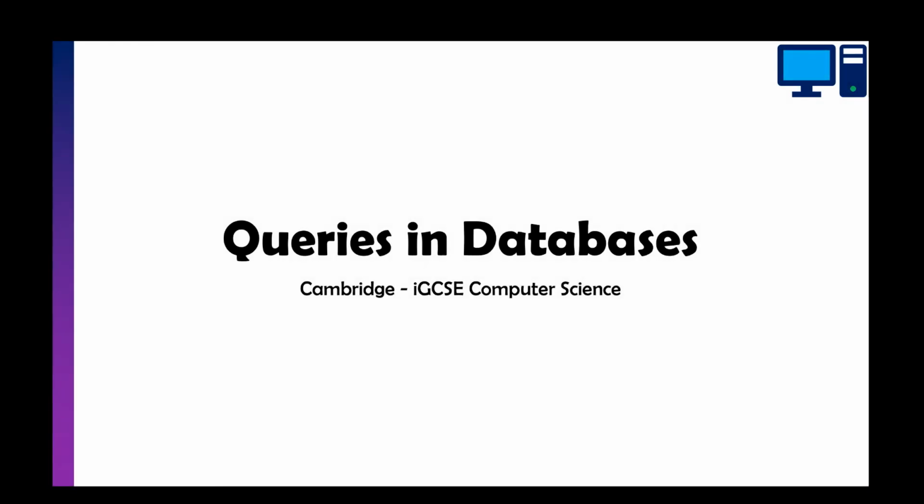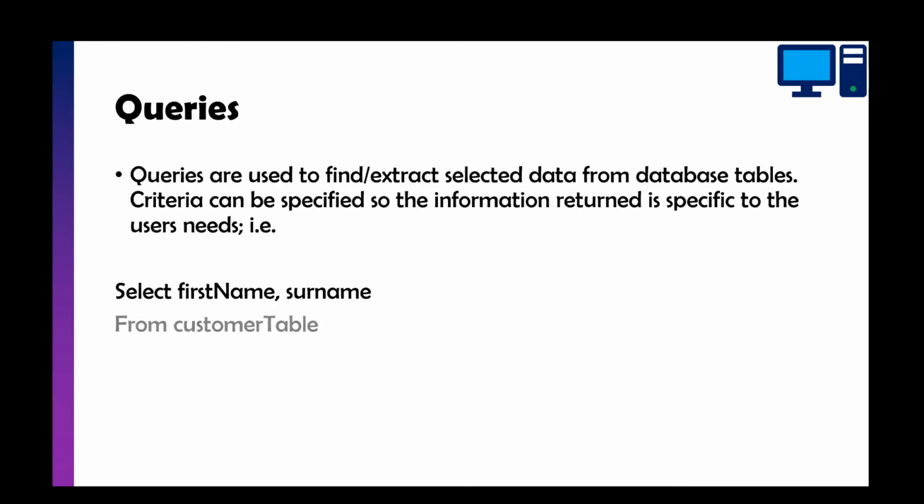So in this video we're going to take a look at queries in databases for computer science. So in the last video we spoke about the different keywords for databases, we talked about relational, flat file, all those kind of things. Now we need to look at how we actually access data.